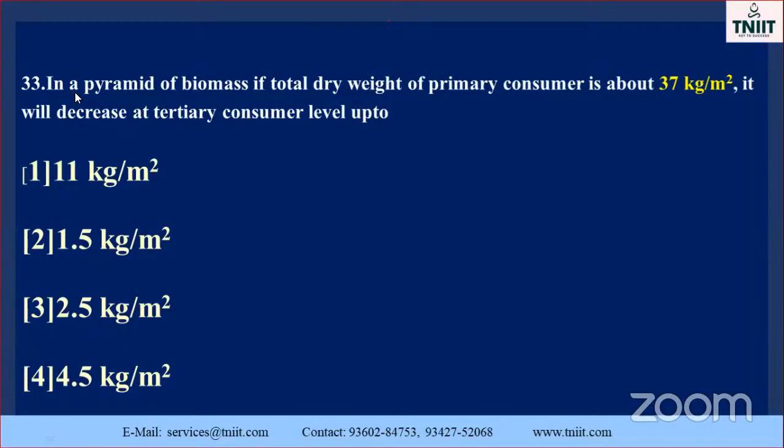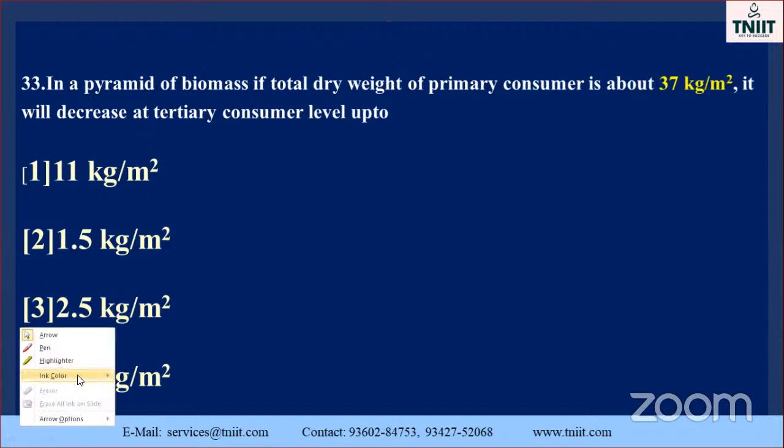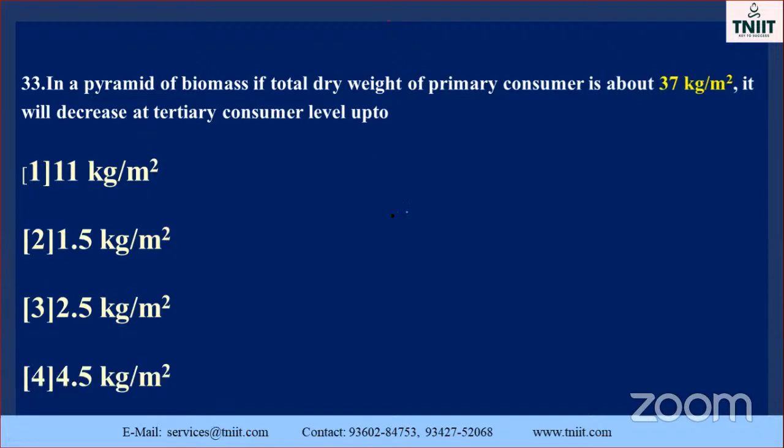Okay. Next, in a pyramid of biomass, if the total dry weight of primary consumers is about 37 kilogram per meter square, it will decrease at the tertiary consumer level up to... Direct question, my dear. This one you must know. First of all, you should note it down. If you know the answer only, you will answer it. So which one is the highest one? 1.5 kilogram. So this one is 37, where it is present.